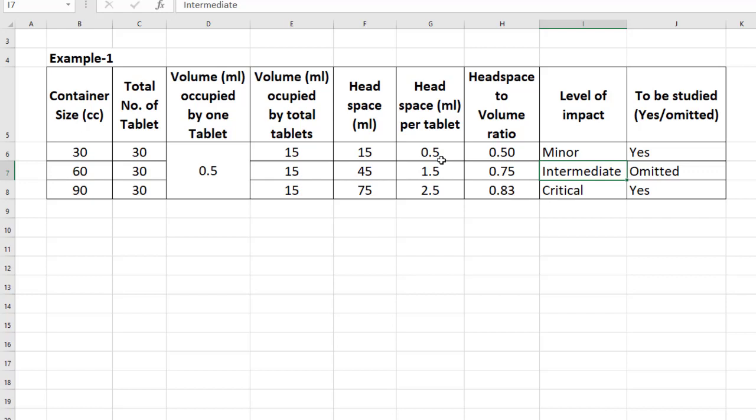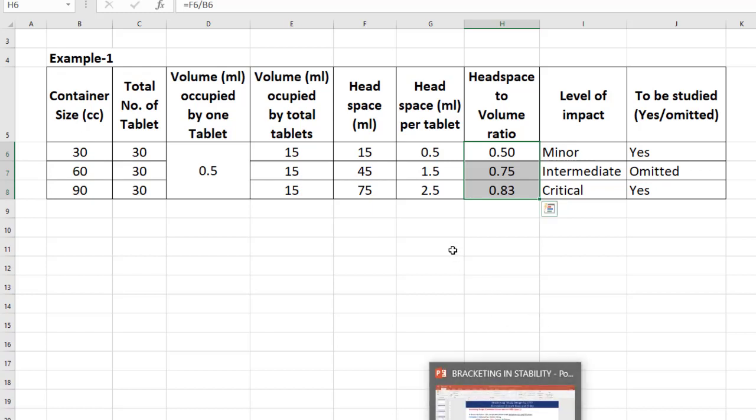But if you look at these two different factors, headspace to volume ratio and headspace per tablet, I really get appealed by the headspace per tablet values because they are more prominent and significant as compared to the headspace to volume ratio. But you can decide on calculating any one of them, and you will understand the extreme condition as well as the intermediate condition. Let us go back to the presentation.